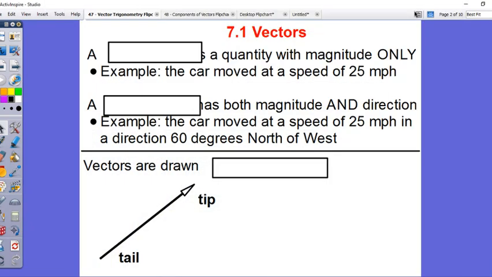Hello, pre-calc students. Right now we are doing vectors, and I'm doing a video lesson on the material today, just in case you missed class or just missed some material during class. I know I didn't cover everything.